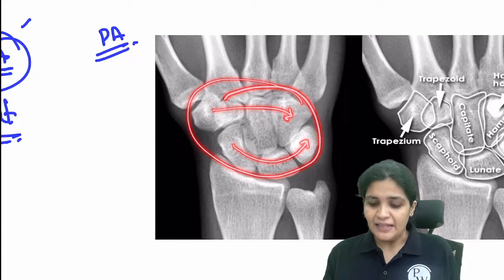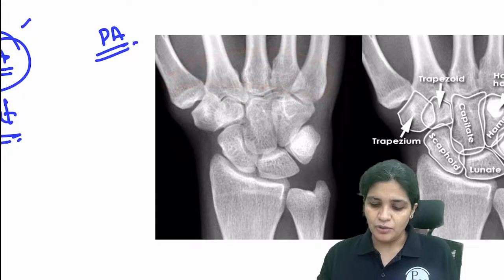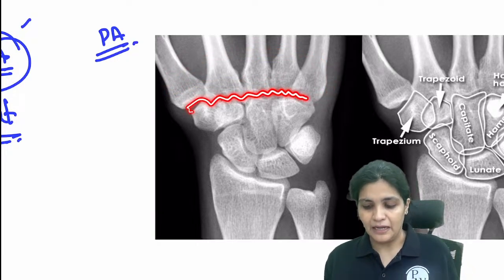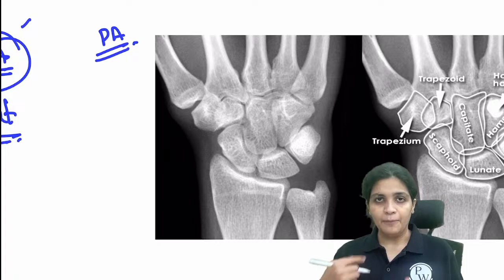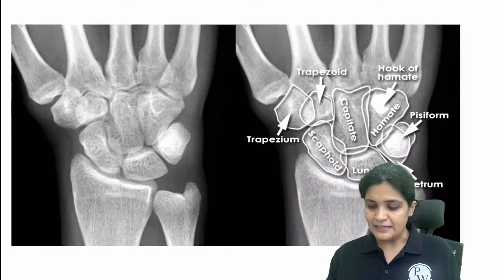Then you can comment on the metacarpal heads. So whenever you deal with rheumatoid, you can also comment on the MCP joints, and the carpometacarpal joint, right? Carpometacarpal joint. And then this is the X-ray.